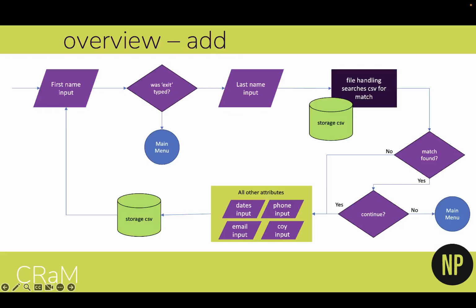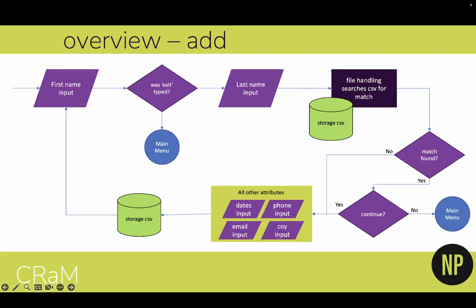So if the user selects to add a record, then they're prompted for the first name. The application will check to see if what was entered was the word exit or not. If it was, then it will take them back to the main menu. If it wasn't the word exit, then the user is prompted to input the last name.